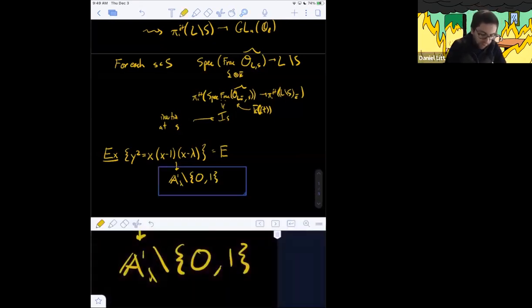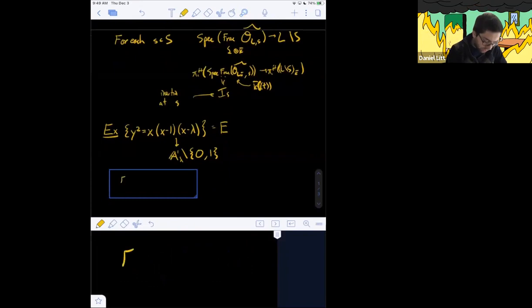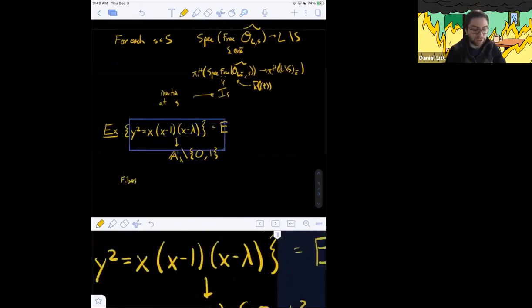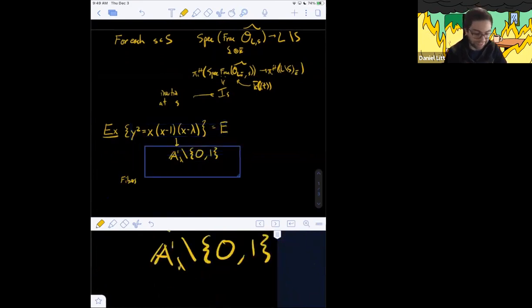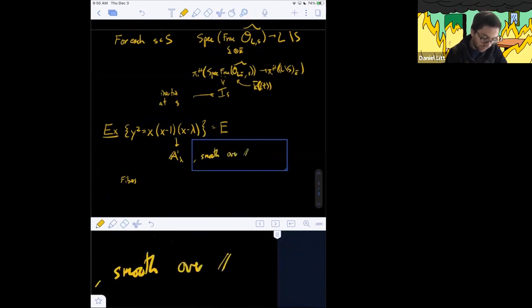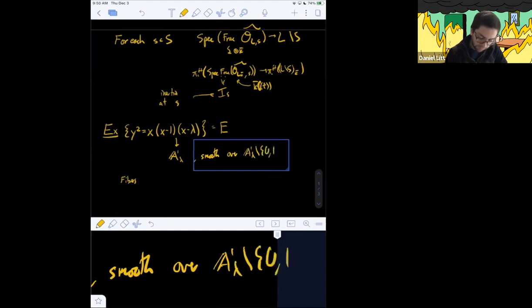Okay, so what are the fibers over 0 and 1? I wrote this over... this equation still makes sense at 0 and 1. It's just only smooth. So maybe I'll write it this way. It lives over A1 lambda, and it's smooth over A1 lambda minus 0, 1.